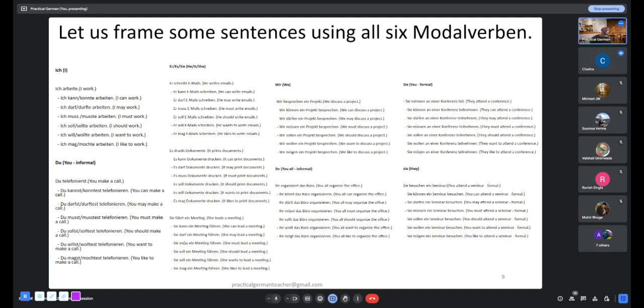Sie soll ein Meeting führen. Sie will ein Meeting führen. Sorry, sie will ein Meeting führen. Sie mag ein Meeting.